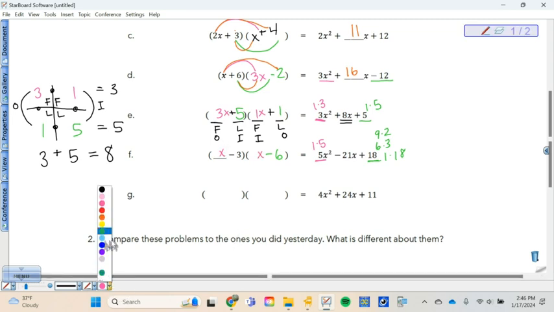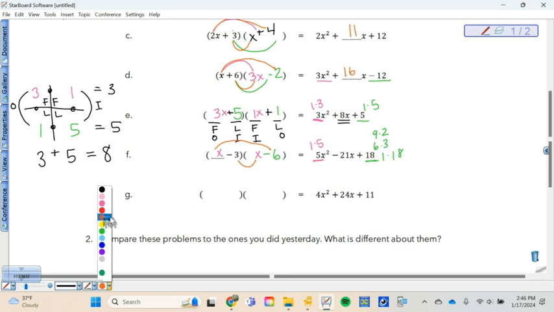Now let's think about it. My outers and my inners, right? My outers plus my inners need to get to negative 21. So let's try one way. If I put a 1 here and a 5 here, I've got 1 times negative 6. What's 1 times negative 6? Negative 6. And negative 3 times 5 is negative 15. Does negative 6 and negative 15 give me negative 21? Yeah, it does. So then that's it. I'm done.